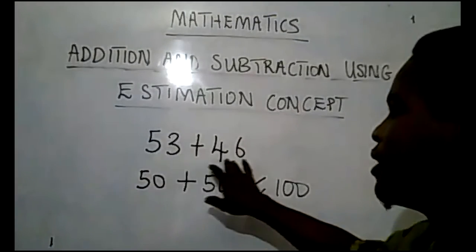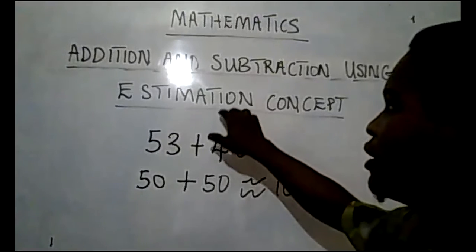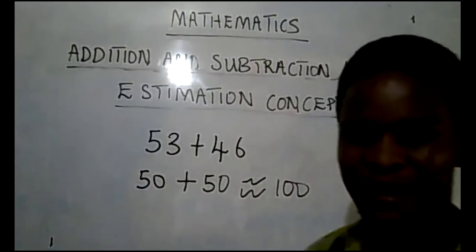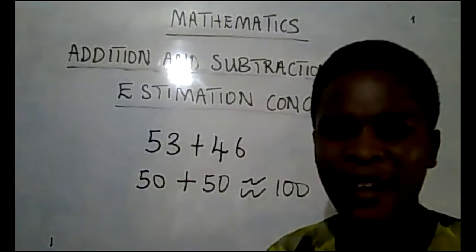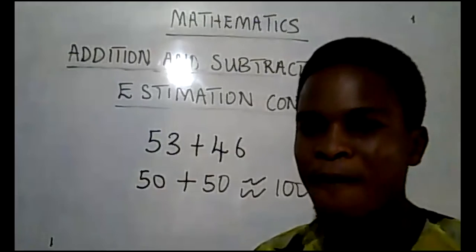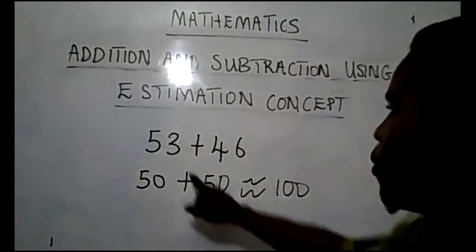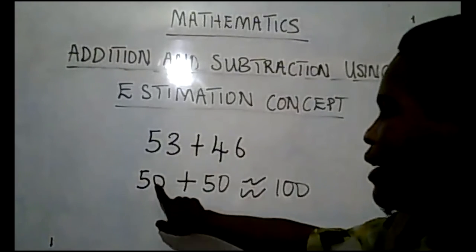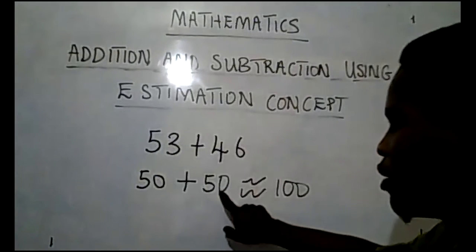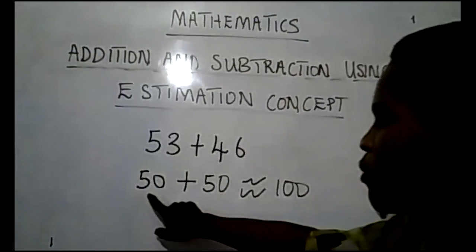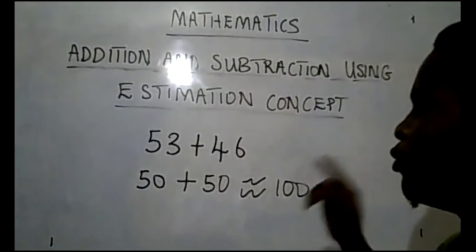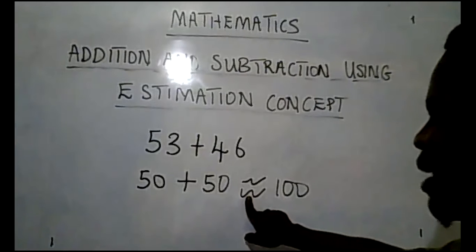Which means, what you are seeing on the board implies that whenever you are given a figure like this, 53 plus 46, using the estimation concept, estimation concept means adding up numbers or giving answers that are not accurate but very, very close. Is that also very close? So now we have just done justice to that. This is 53. We rounded it to 50. This is 46. We rounded it to 50. Which gives us 50 plus 50, which is 100.